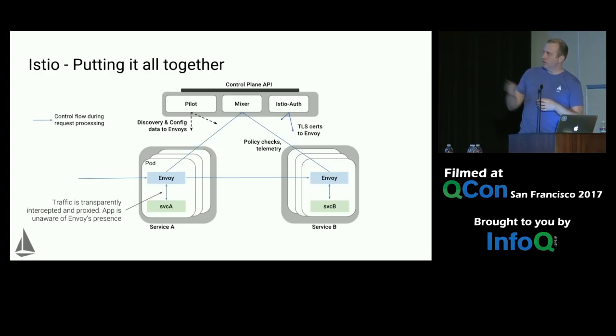And then we have a component on the left called Pilot, and its job is to distribute that configuration, that intent, down into all the sidecars so that they implement those behaviors. So mostly that's just pushing configuration down into Envoy.